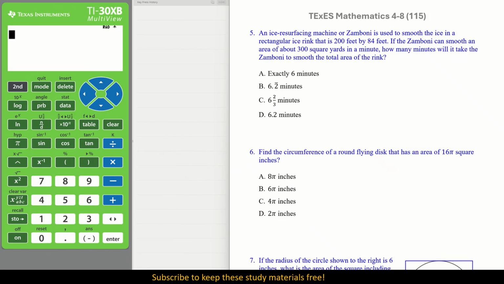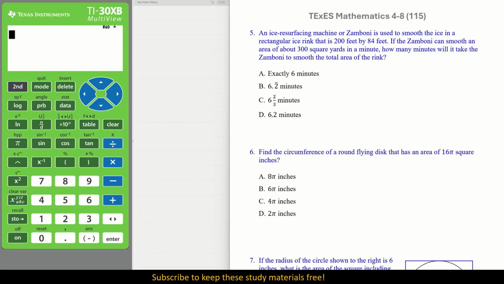Number 5. An ice rink resurfacing machine or a Zamboni is used to smooth the ice in a rectangular ice rink that is 200 feet by 84 feet. If the Zamboni can smooth an area of about 300 square yards in a minute, how many minutes will it take the Zamboni to smooth the total area of the rink?